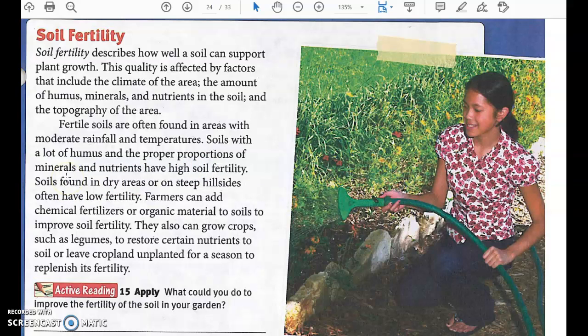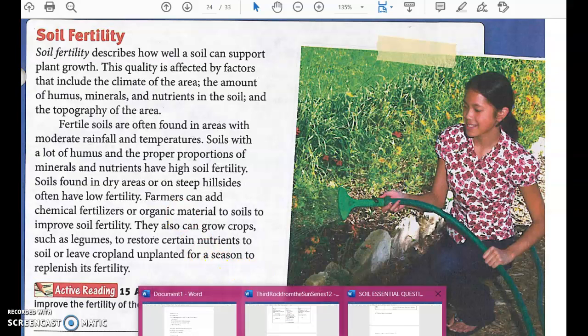Farmers can add chemical fertilizers or organic matter to soils to improve the soil fertility. They can also grow crops such as legumes to restore certain nutrients to soil, or leave cropland unplanted for a season to replenish its fertility.